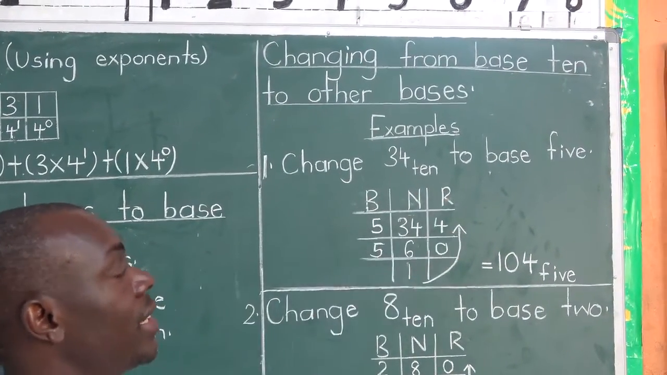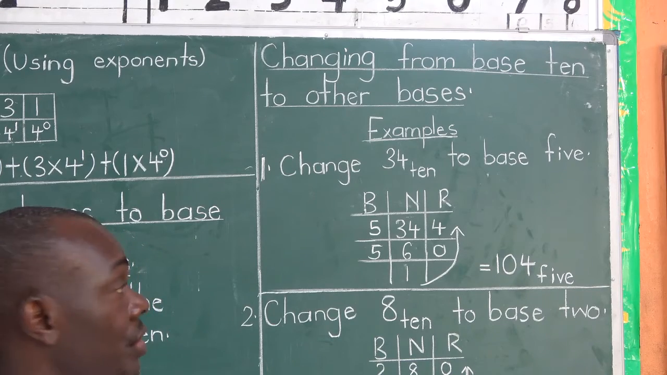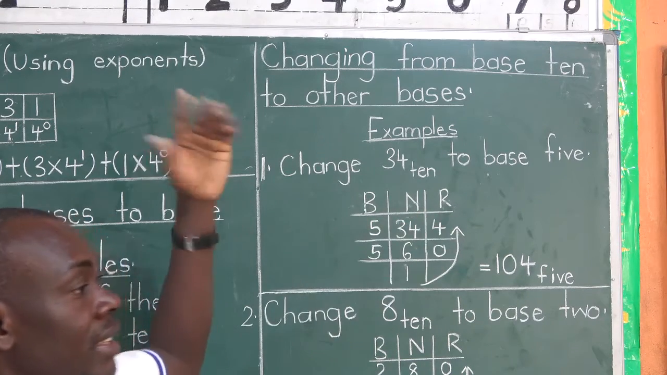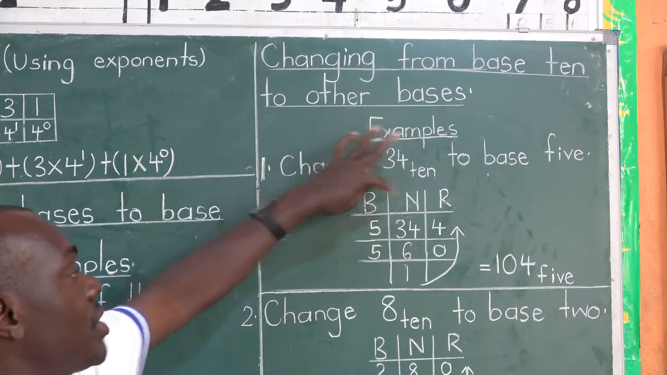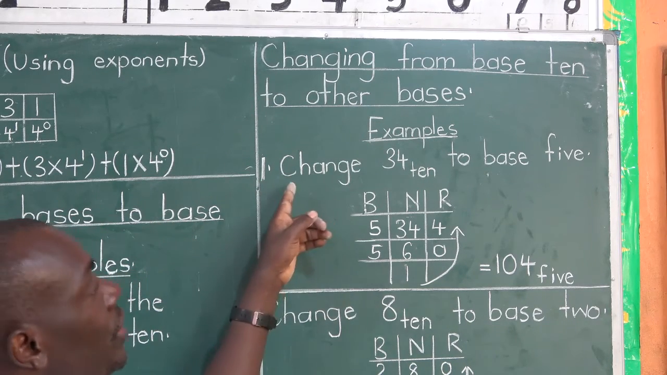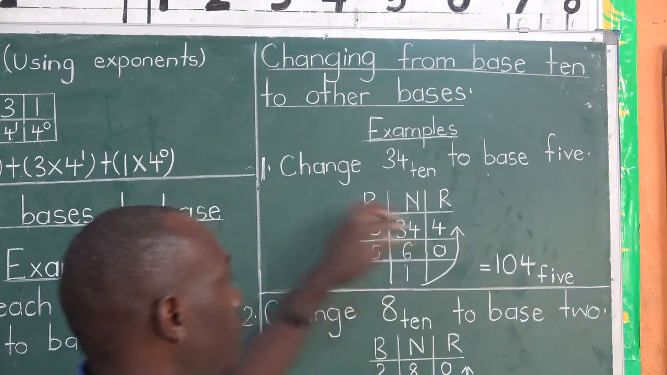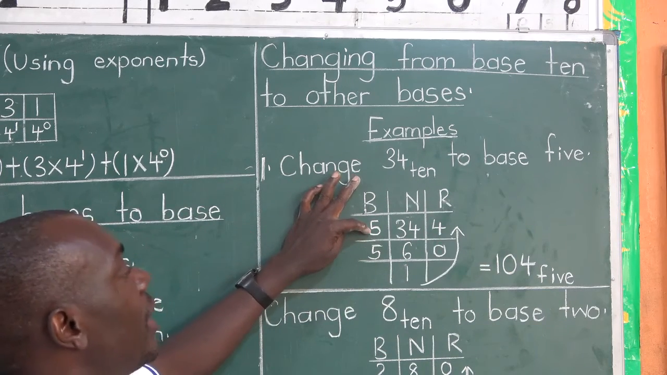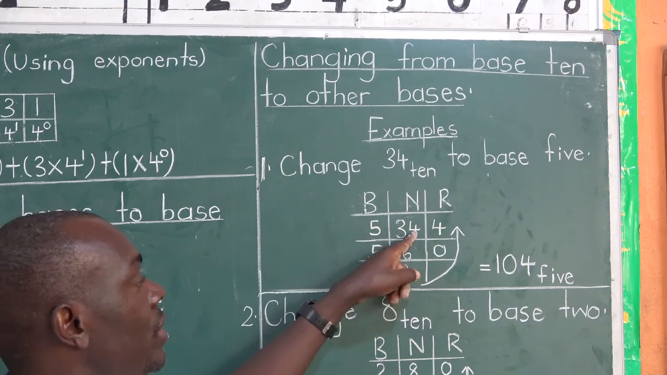Base number remainder is the actual meaning, and someone can memorize it using "banana never rot," and then later get to the real meaning of base number remainder in that way. Now, the question is, to which base are we converting? We are converting to base 5. That's why 5 is here. And now, which number are we converting? It is 34, it's written here.